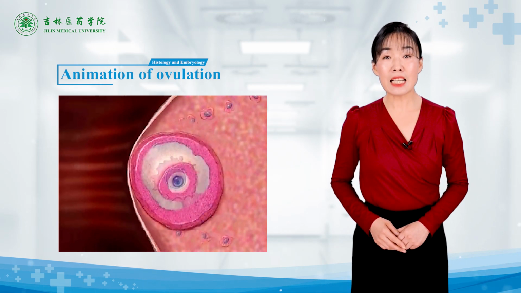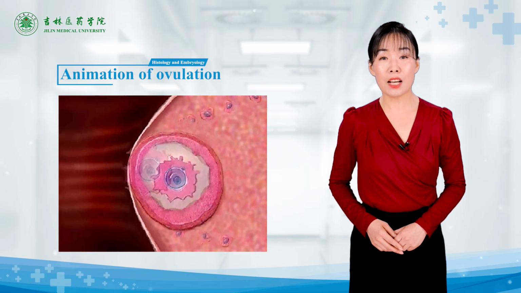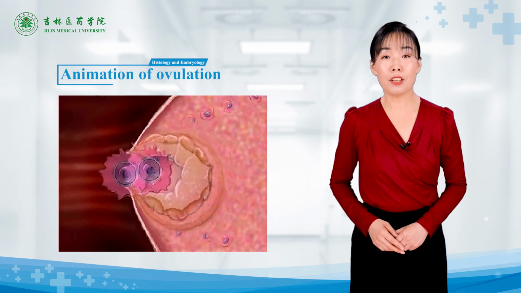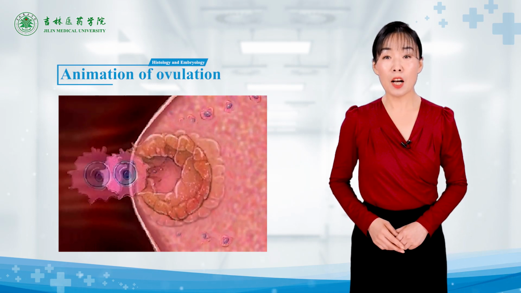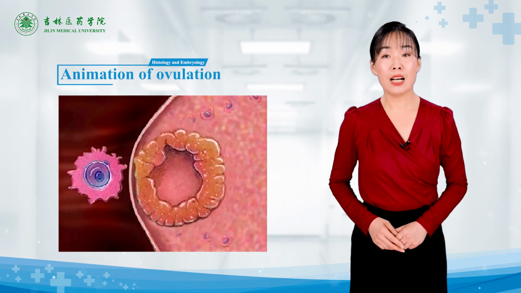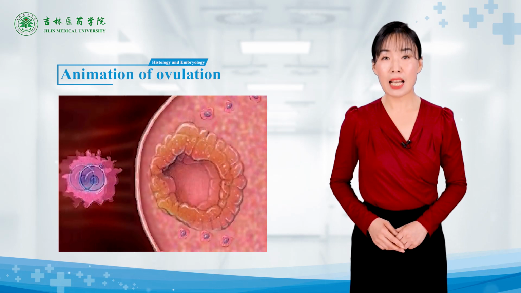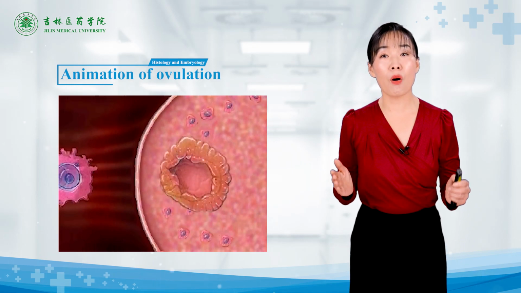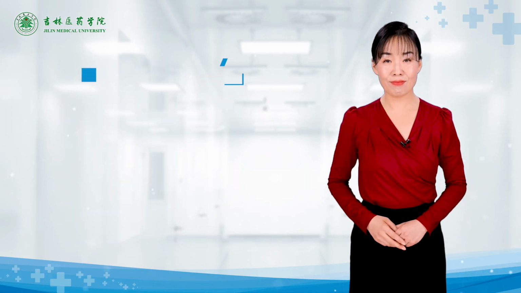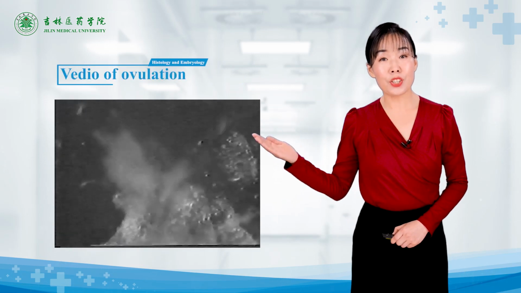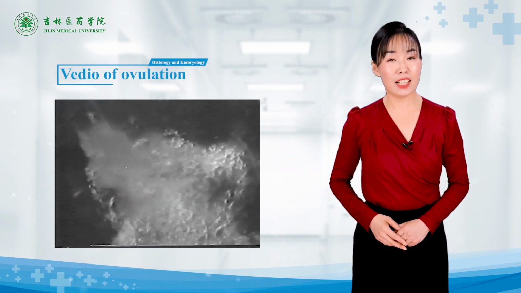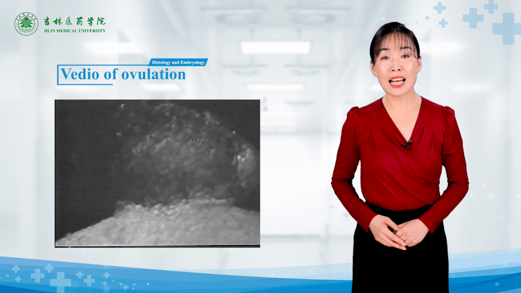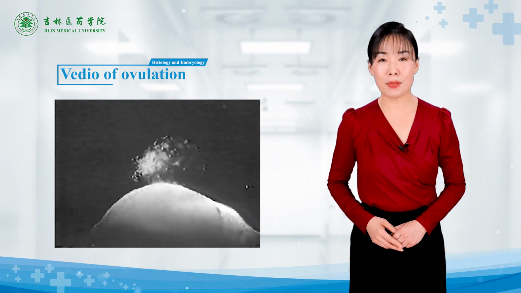The weak stigma, combined with an increased pressure of the follicular fluid and possibly the contraction of smooth muscle cells, leads to the rupture of the outer follicular wall and ovulation. This video shows the process of ovulation. It looks like a volcano eruption.